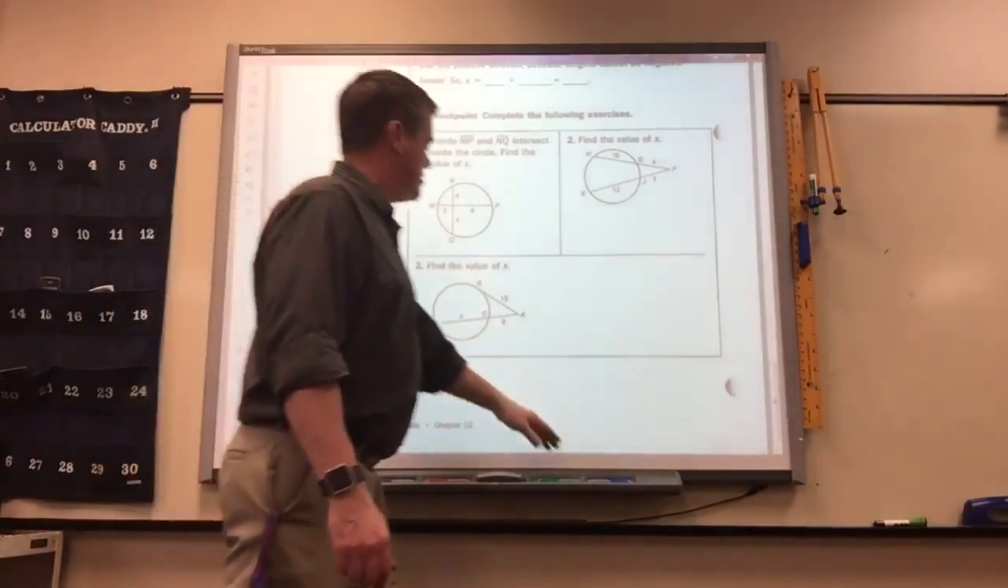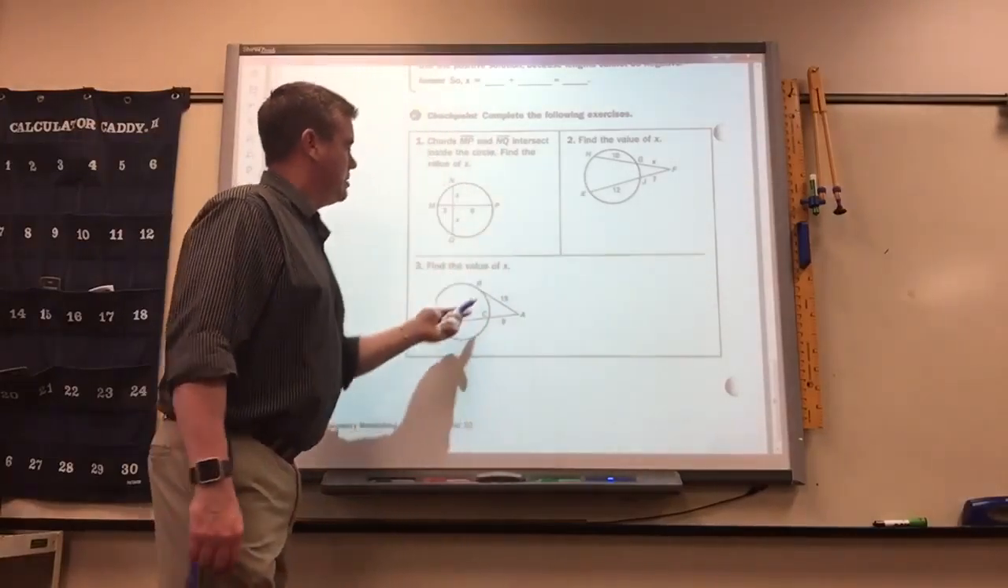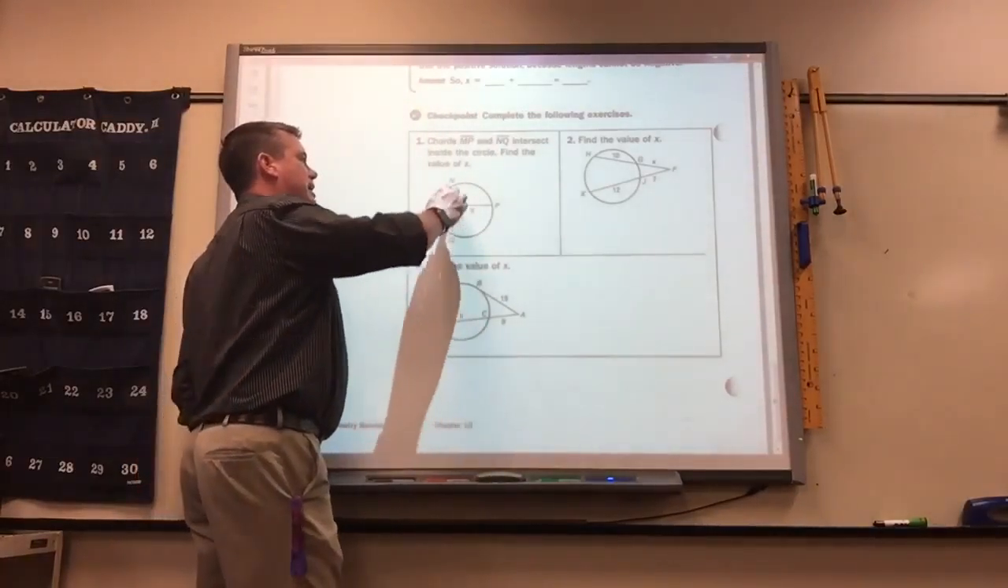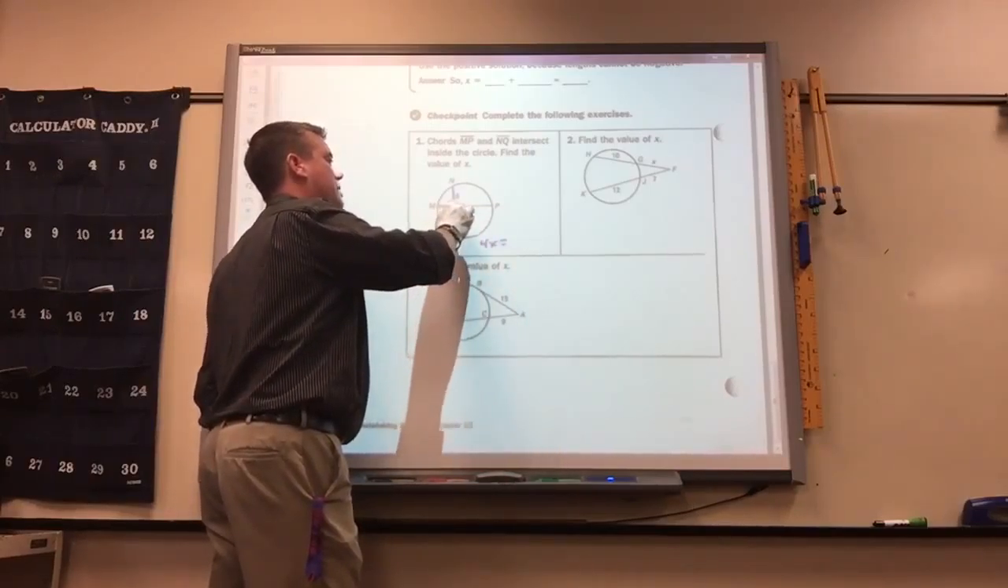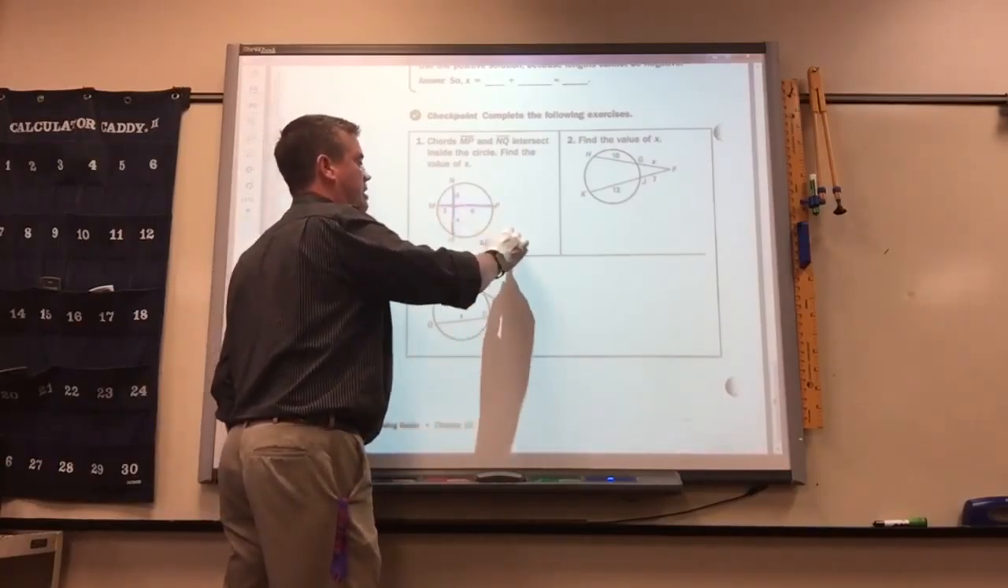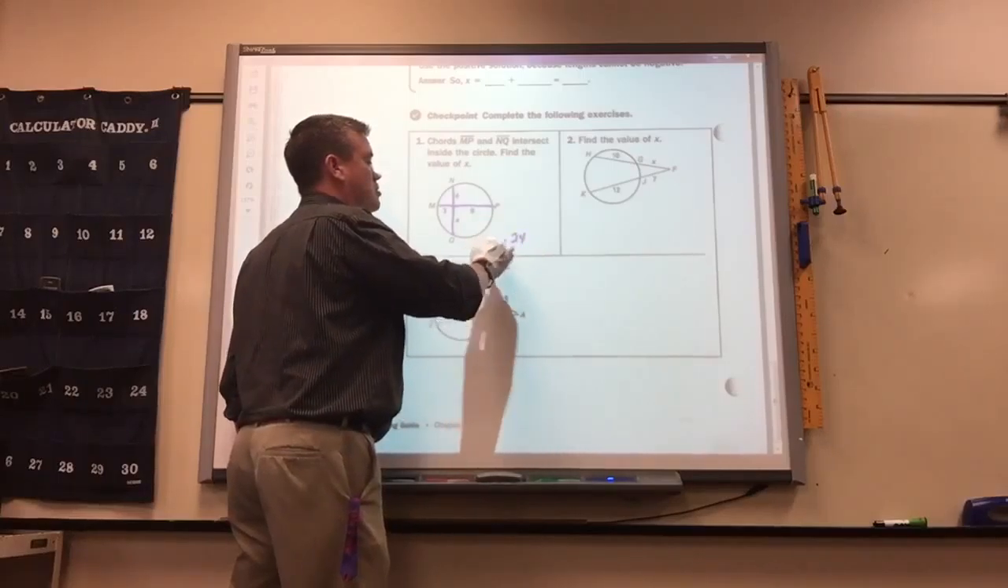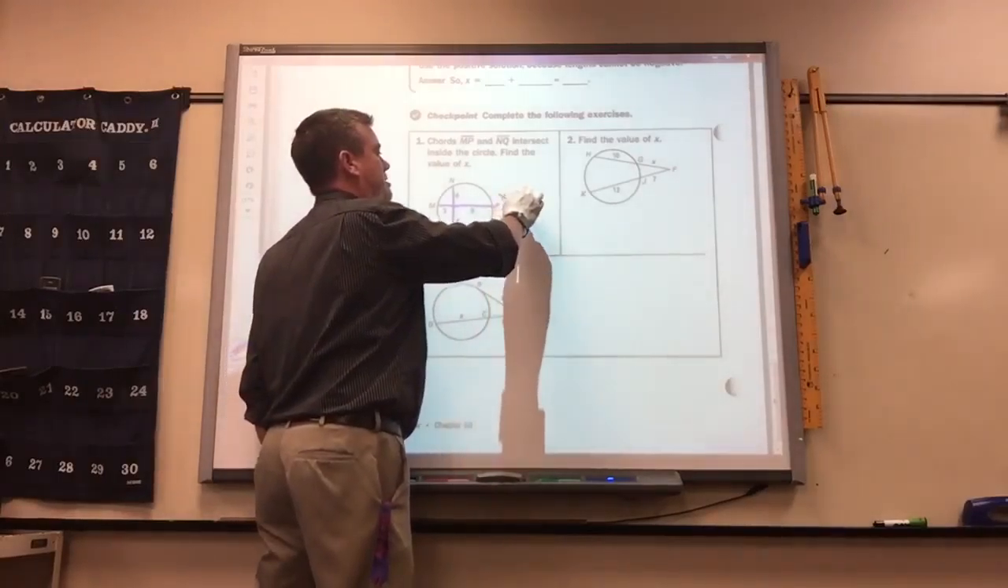So that's all it is, these three things. These two are done the same way. When it's inside, it's the piece times the piece equals the piece times the piece. 3 times 8 is 24. So divide by 4 and you get 6.